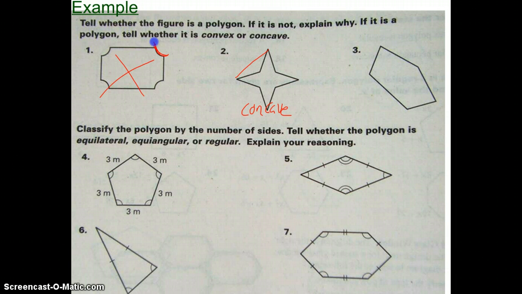Number 3, all the segments are meeting at each other's endpoints, so that's a polygon. With this one, any 2 vertices you try to connect, that segment is going to be inside of the shape. This would be convex.